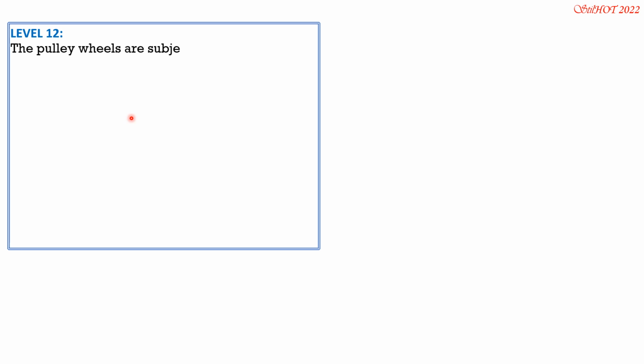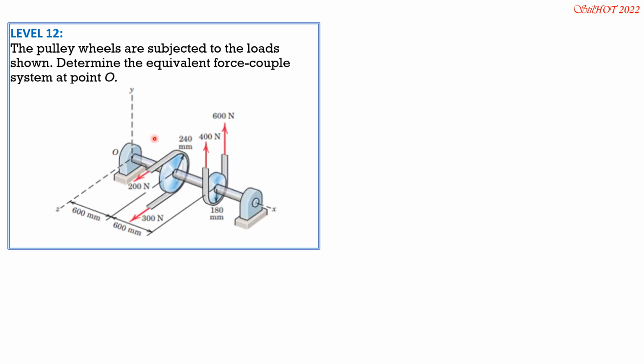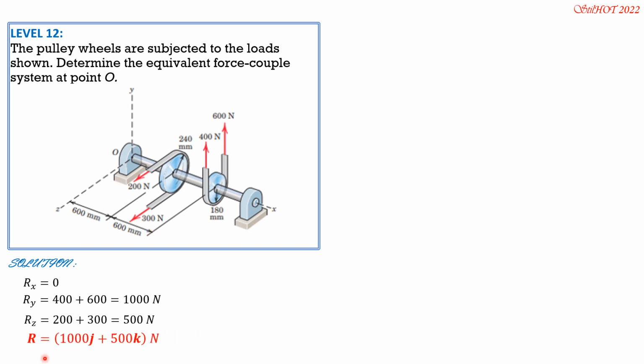The pulley wheels are subjected to the load shown. Determine the equivalent force couple system at point O. So there's no Rx, it is 0. Ry is 400 plus 600, so 1000. Rz is 200 plus 300, so 500 newtons. So R in vector form is 1000j plus 500k newtons.